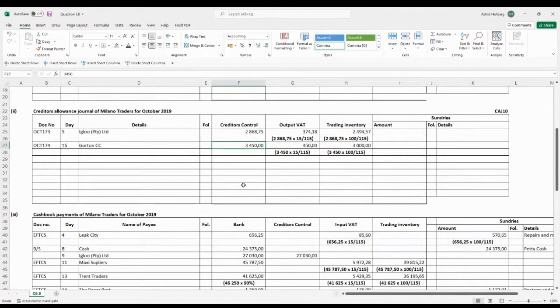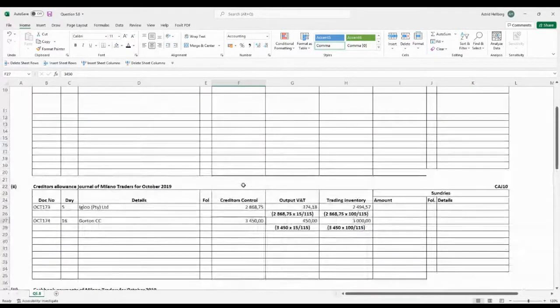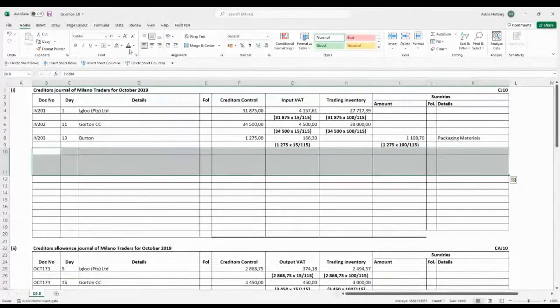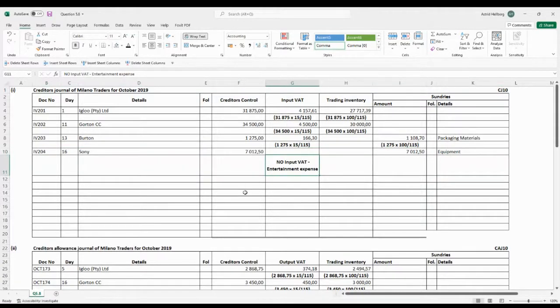Okay, then on the 16th, Sony, we've purchased a staff room coffee machine for the purpose of staff entertainment. Okay, so it was on credit, but we said because of the fact that it's staff purchases, no input VAT will be allowed as it is an entertainment expense. Okay, and you can take that coffee machine to equipment, or if you said office equipment or furniture and equipment, we would have given you a mark for that.